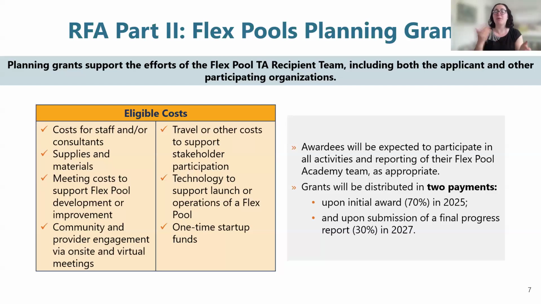It's getting your staff there, but also travel, maybe to visit other parts of California or other regions to learn about things. Maybe it's technology, maybe it's retrofitting or buying a new system to track the different spending in a flex pool. There's a lot of IT that goes into making that successful. Or maybe it's one-time startup funds, having a little bit of a reserve to pay out of, so as your other reimbursements flow in. So that's what the planning grants are. Again, 150K. The awardees are expected to participate in activities, and the grants will come out in 2 payments, 70% at your initial award, and the last 30% in 2027 with your final progress report.